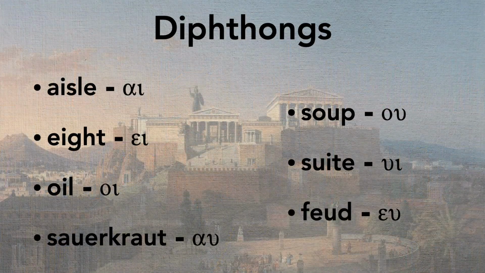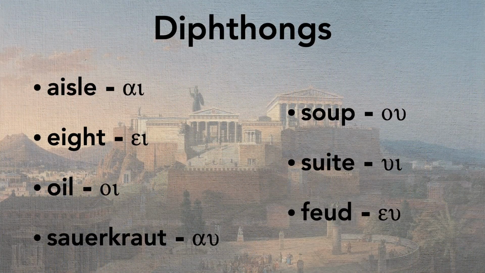The next one there, 8, like the number 8 spelled out, is epsilon iota, corresponding to the EI there, and it's going to be pronounced that same way, a long A, like eight, okay? And then oil, the OI corresponds to the omicron iota, and it's going to be pronounced just like that vowel sound in oil, oi, oi, okay?